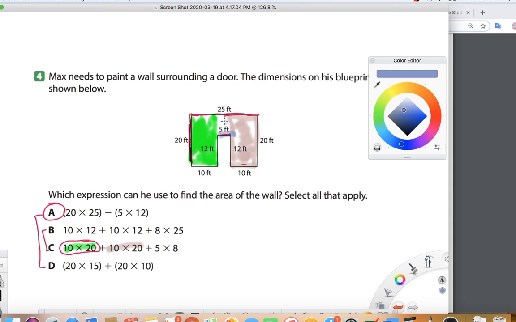So that means that this would be 8. Oh, I get it. If this is 8, they're writing 8 plus 12, which is this green side. 8 plus 12 gives you 20. So this would actually be 8 times 5, and that would be the area for this side. For finding this area, he did 20 times 10, 20 times 10 again, then he did 5 times 8, and this is 8 because when you do 8 plus 12, you get this line, which is 20. So for this one, we actually have two answers: one of the answers is going to be A, and the other one's going to be C.